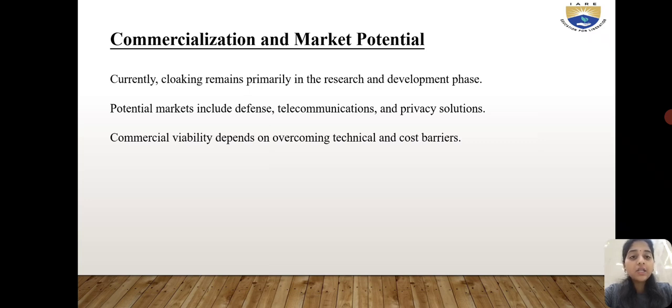Commercialization and market potential. Currently, cloaking remains primarily in the research and development phase. Potential markets include defense, telecommunications, and privacy solutions. Commercial viability depends on overcoming technical and cost barriers.